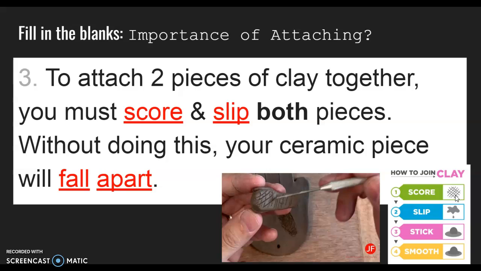Now, to attach two pieces of clay together, you must score and slip both pieces. Without doing this, your ceramic piece will fall apart. So scoring and slipping is essentially how it sounds. You're going to score or scratch little hashtags in the clay where you're wanting it to attach, and then slip. Slip is like our version of glue when it comes to ceramics.